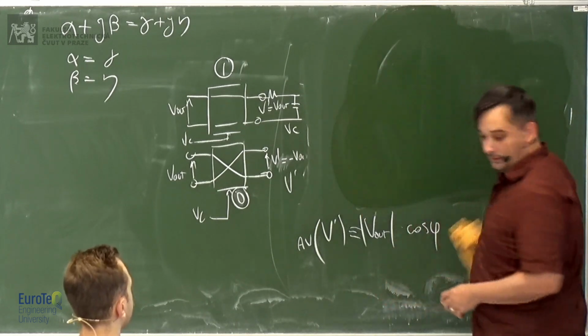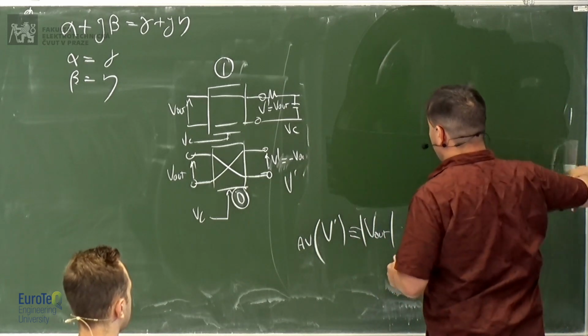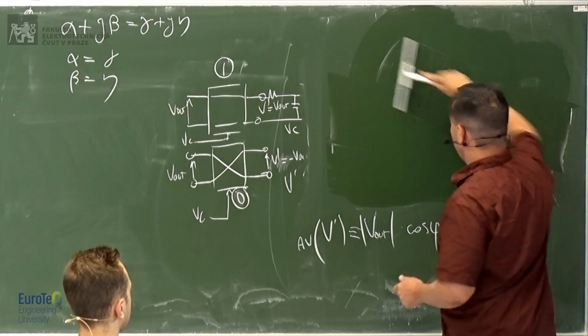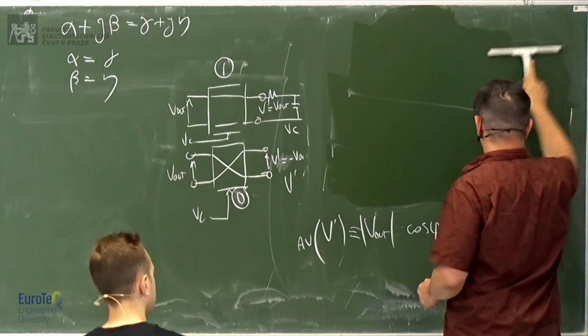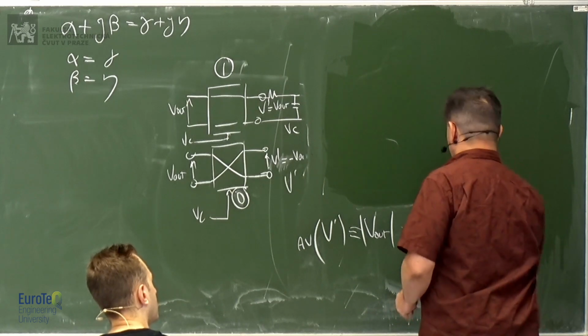So then you can just divide it by V out and get the arc cosine. Actually, in this case you don't need it, because you don't want to measure the phase, you want to measure the real part of the voltage, right? Wait a second.